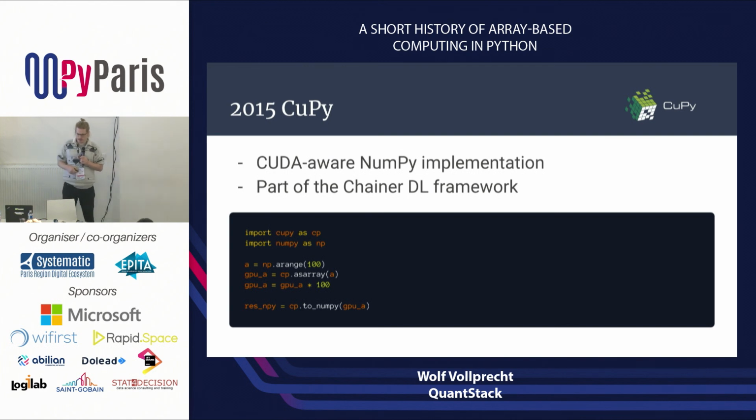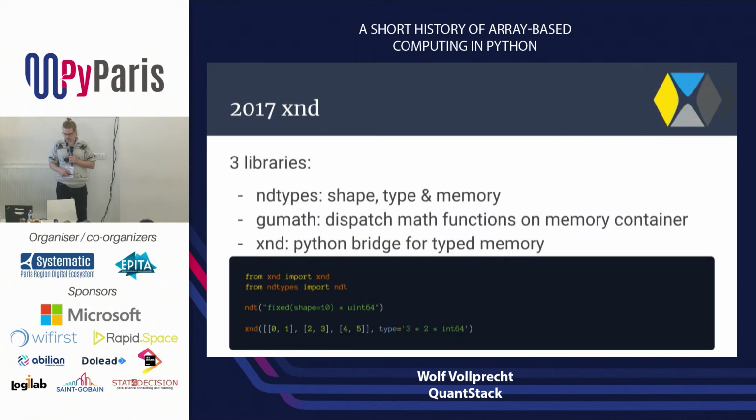And CuPy was developed as part of the Chainer deep learning framework. And when you look at the code here, you see that you can import cupy as cp, and then you just create the NumPy array, for example, here with np.arange. And when you do cp.asarray, it sends the array to the GPU, and then you can perform any calculations as you want on the GPU, and then send it back to the CPU by using cp.asnumpy. And again, CuPy also follows the NumPy standard pretty much.